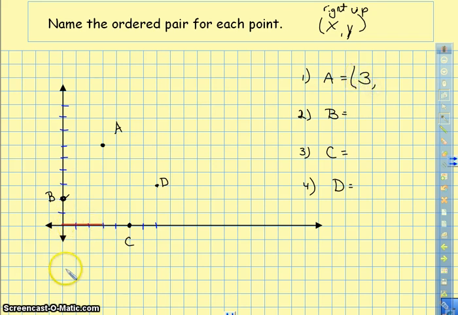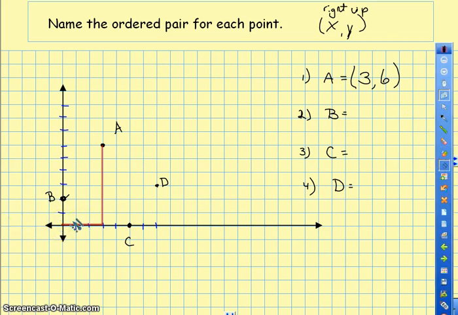So that's the first number. And now I'm going to go up, and we're going to count them. 1, 2, 3, 4, 5, and 6. And that is my y value. So point A is (3, 6). Now let's look at point B.